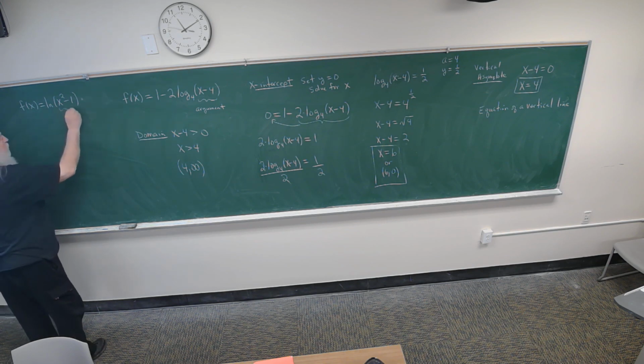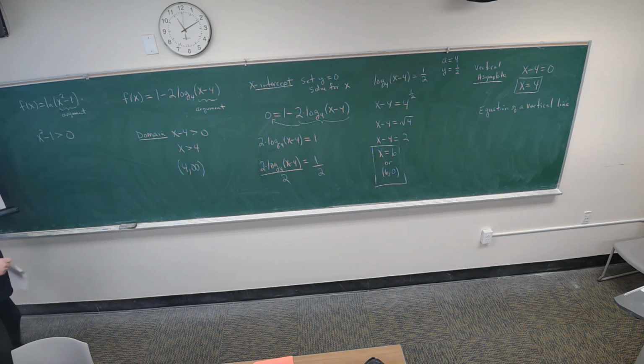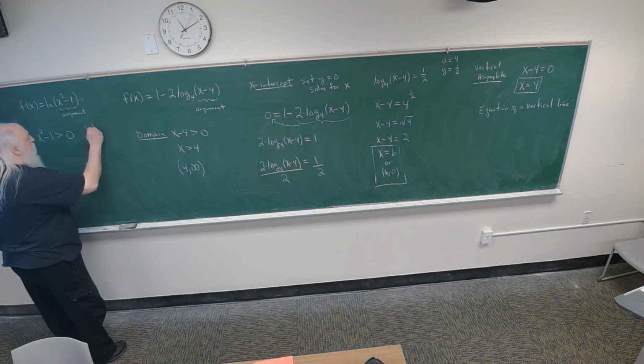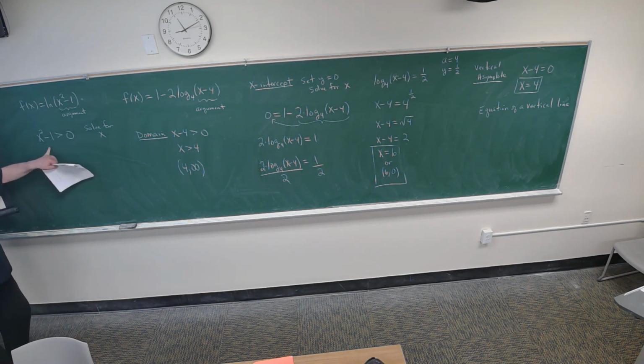Again, this is the argument going into the natural log function. And so to find the domain, we set the argument or the input greater than 0, and we solve for x. Well, this is an inequality, and it's a quadratic inequality, right? Because it's quadratic on the left.